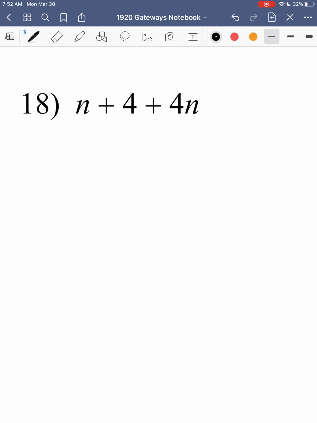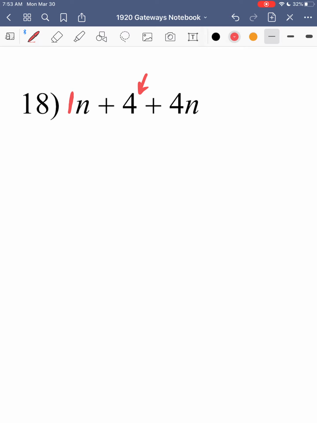Skip down here to adding. For now, adding is going to be different. So first of all, let's remember our good habit from above, which is, what is the numerical coefficient of this monomial? There we go, 1. So it's 1n plus 4 plus 4n.